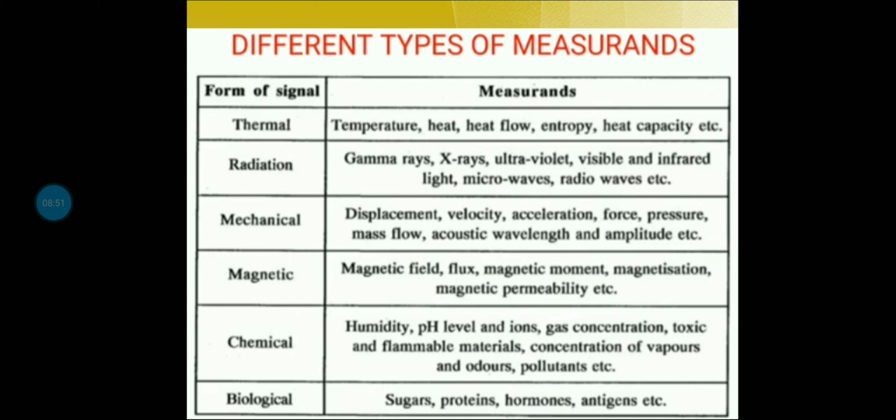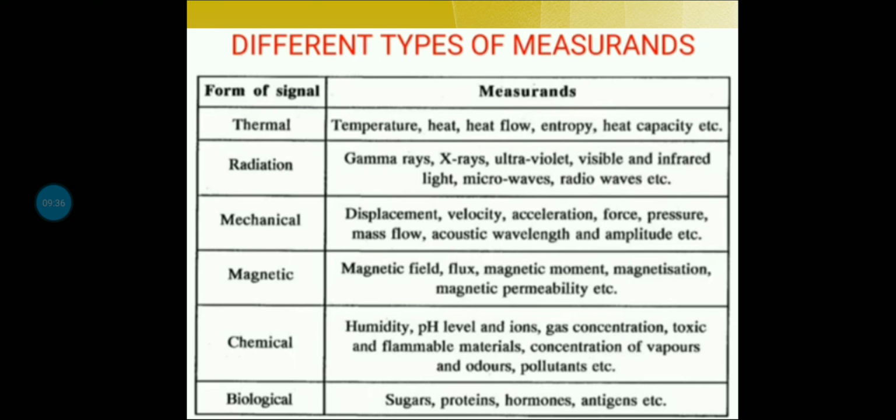Measurements means on what basis the sensors are going to sense. Okay, so thermal, radiation, mechanical, magnetic, chemical and biological forms of signals are there. For example, if I have a thermal sensor, what am I going to sense with the help of that sensor? I am going to sense the temperature, heat flow, entropy, heat capacity, etc. Suppose I have a radiation sensor, then I am going to sense gamma rays, X-rays, ultraviolet rays, then visible and infrared light, microwaves, radio waves, etc. If I have a mechanical sensor, then I am going to sense displacement, velocity, acceleration, force, etc.